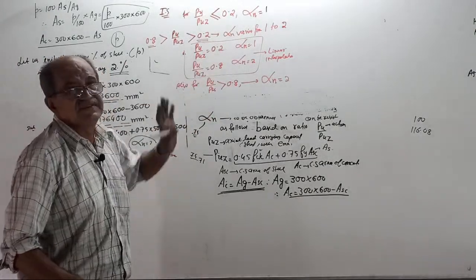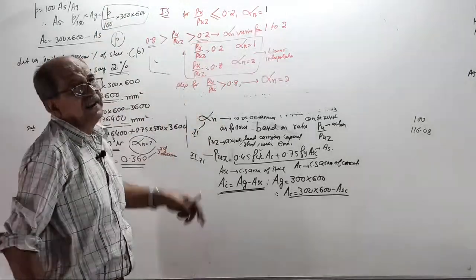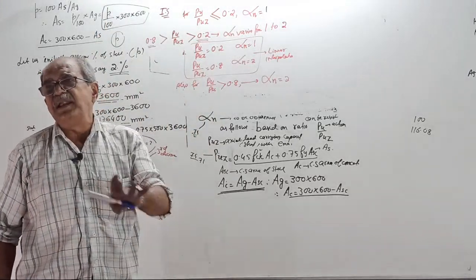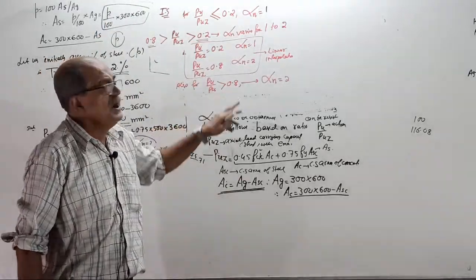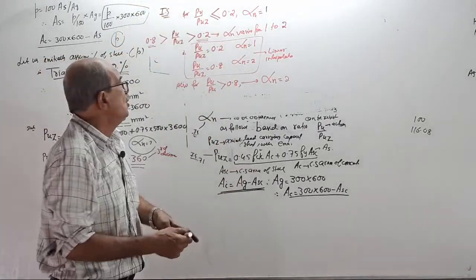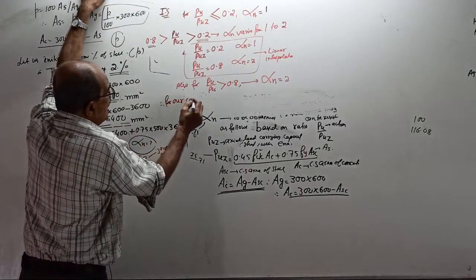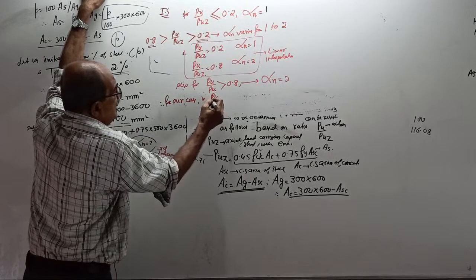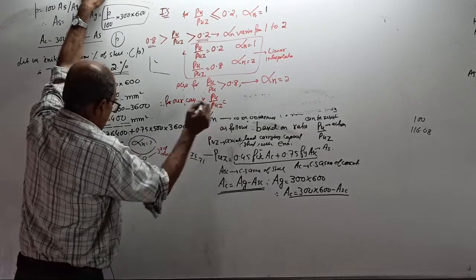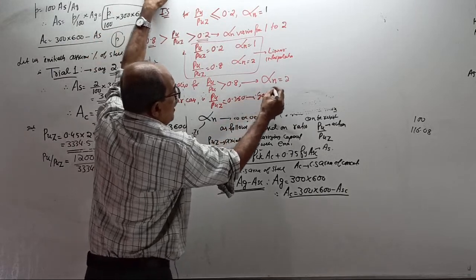So in our case, usually remember, now you should not talk. If you get less than 0.2, silently keep quiet, take 1. If you get more than 0.8, take 2. If you get in between, go for interpolation. So for our case, tell me, your PU by PUZ equal to how much? 0.360.